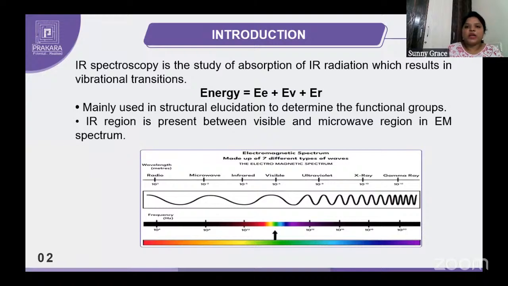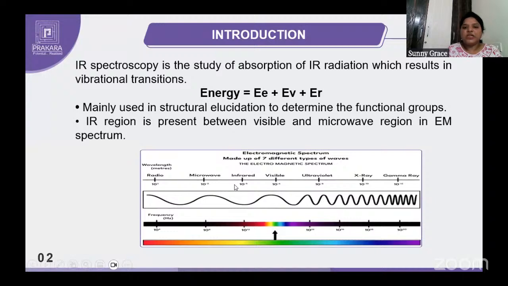This is the electromagnetic spectrum which you are seeing here, which is made up of 7 different types of waves. That is radio waves, microwaves, infrared, visible, ultraviolet, X-ray, and gamma rays. The infrared rays fall in between the microwaves and visible region. So these are the rays which we are going to study here.